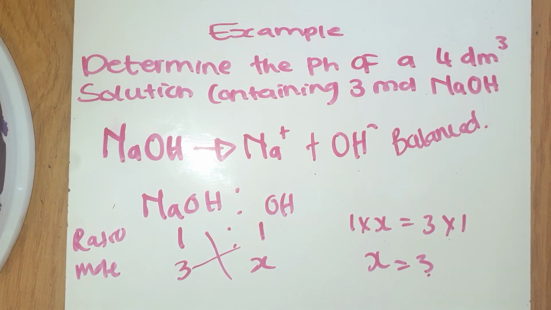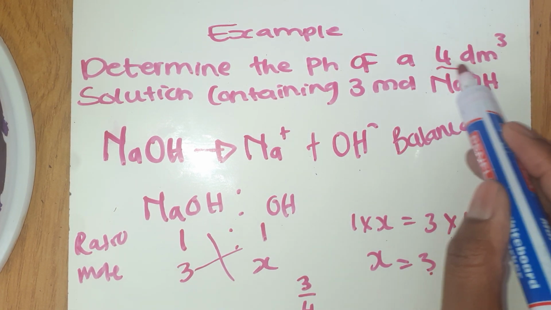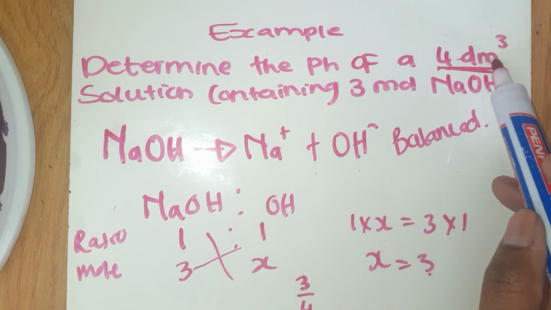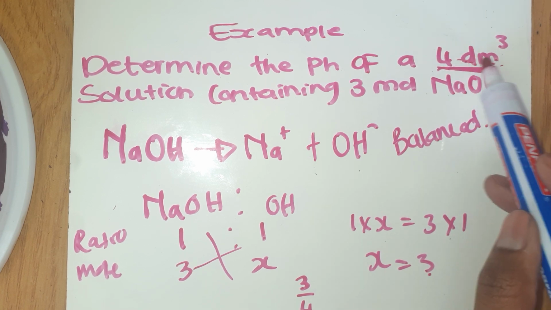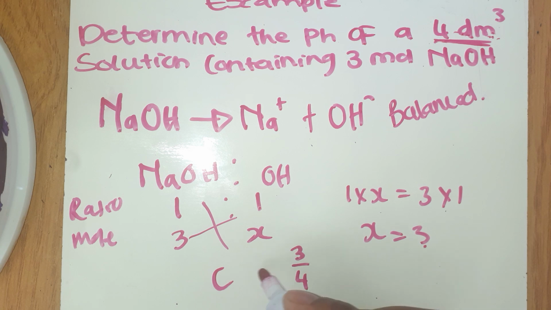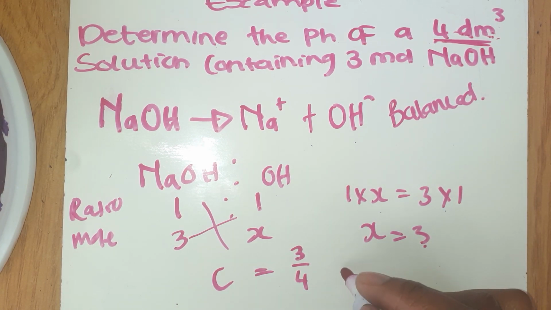Now we can calculate the concentration. So the concentration will be mole of 3 over 4. Here is the volume. If you got this in centimeters, you divide it by 100 to get the centimeter cubed. Always it should be like that. So concentration equals this. We now have the concentration, so we can go back to that formula.